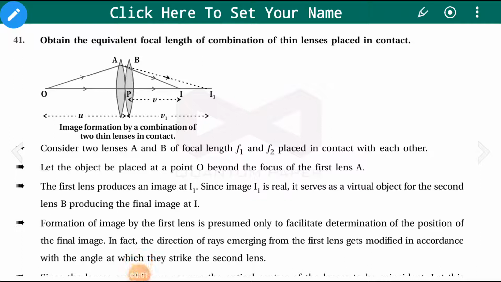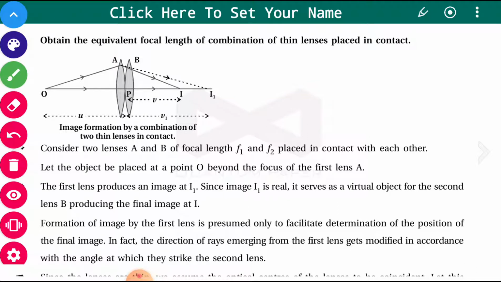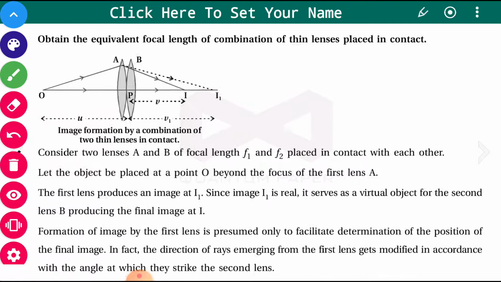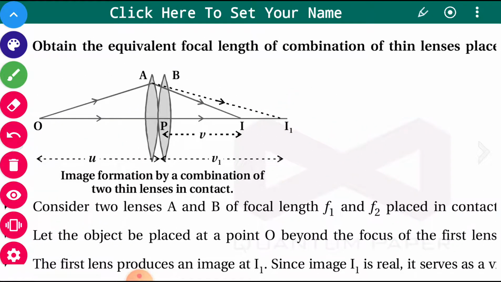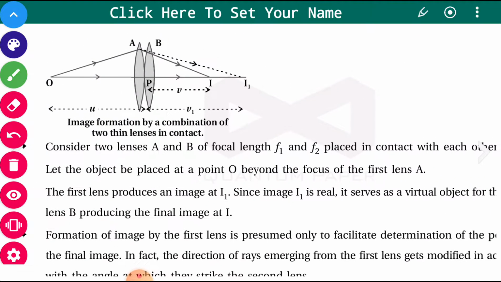Let us obtain the equivalent focal length of a combination of thin lenses placed in contact. Here there are two lenses, A and B, with focal lengths f1 and f2, placed in contact with each other. The object O is placed beyond the focus of the first lens.